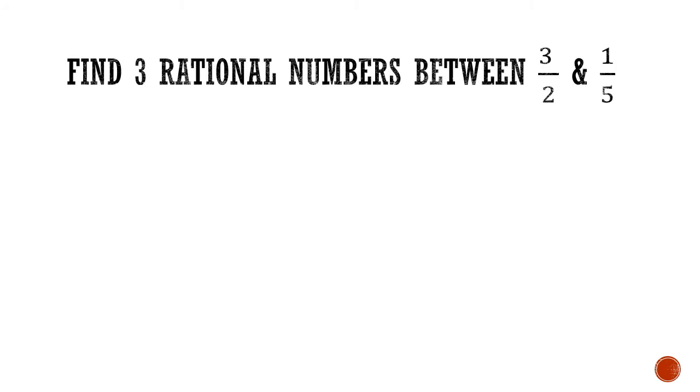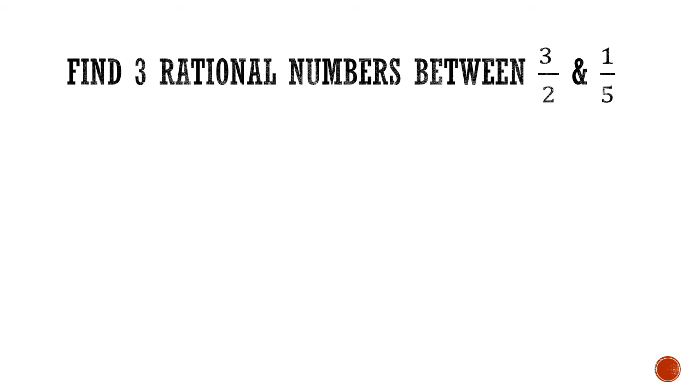Now we will see how you can find rational numbers between two given rational numbers. Here the question is to find 3 rational numbers between 3 by 2 and 1 by 5. Look at the question carefully. You are asked to find out 3 rational numbers between 3 by 2 and 1 by 5. The given rational numbers are having different denominators.